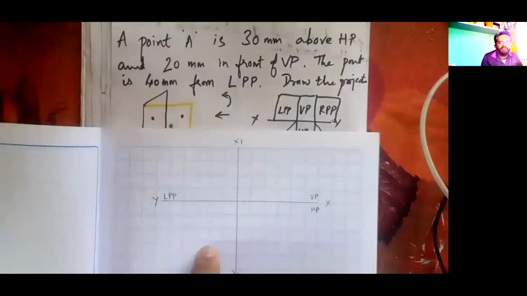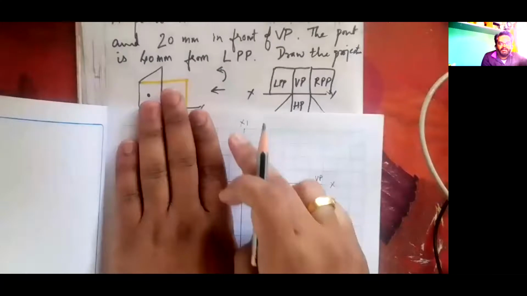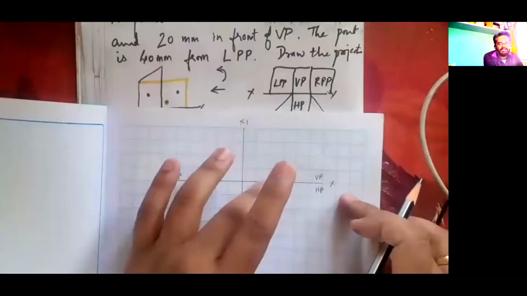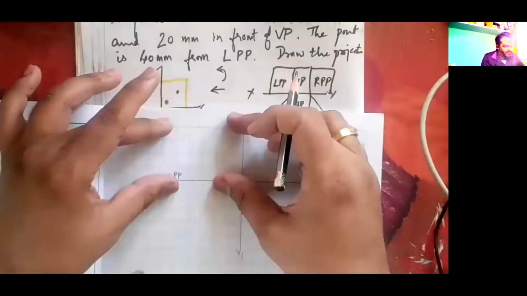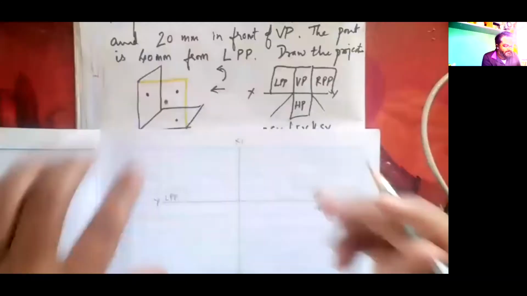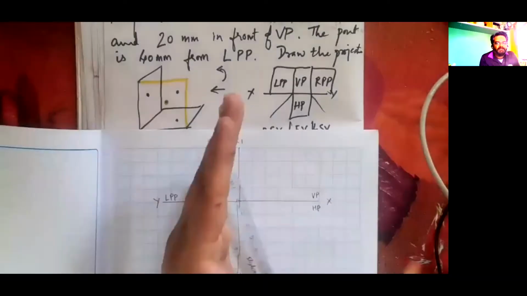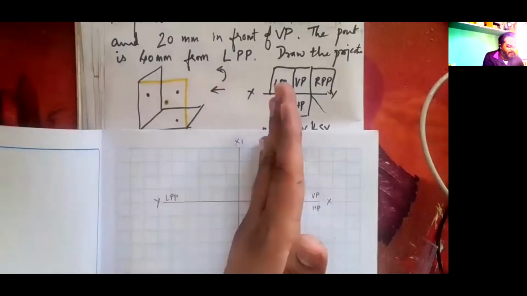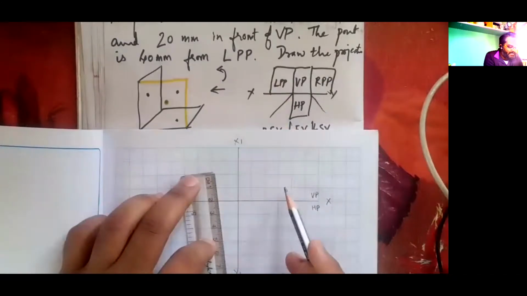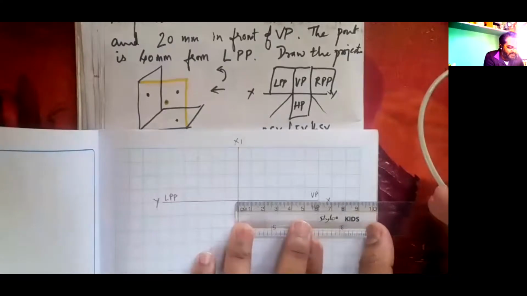VP, I am representing VP here. That means everything in this region is the vertical plane. Everything here is the horizontal plane to represent the top view, and everything here is the left profile plane, which is the side view. And 40 mm, see here, 40 mm from LPP. See, this is LPP, which is here somewhere like this. From here at a distance of 40 mm, the projection of the point is lying. So 1, 2, 3, 4, 4 boxes, or take 40 mm in your scale, which will also be at the fourth box. Here the projection is going to lie.